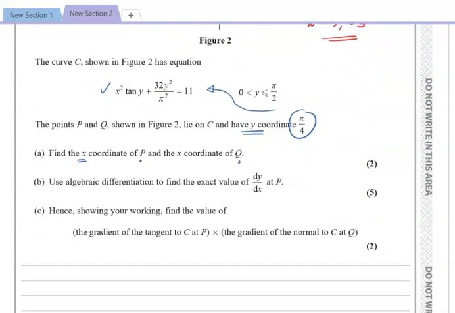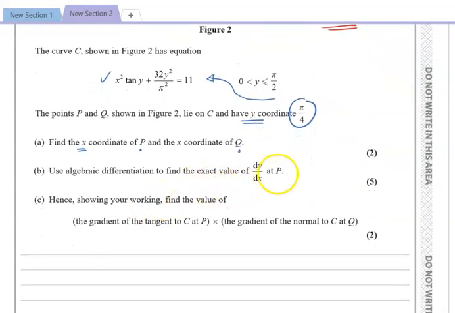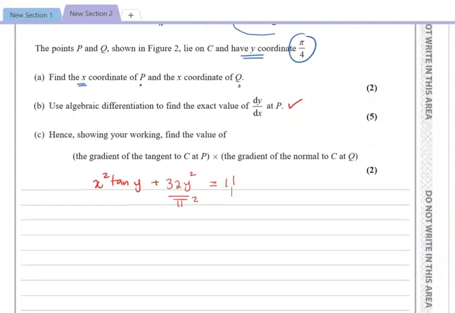Part B is asking us to use calculus to find dy/dx. Now, I'm going to write the equation here. The equation is x squared tan of y plus 32 y squared over pi squared equals 11. Let us get the derivative of this. Now, this is implicit differentiation. So this is the product rule over here. So this is one function and this is one function. So what's the rule over here?